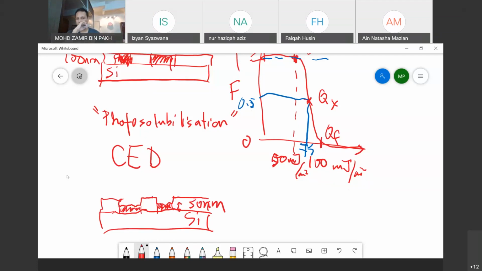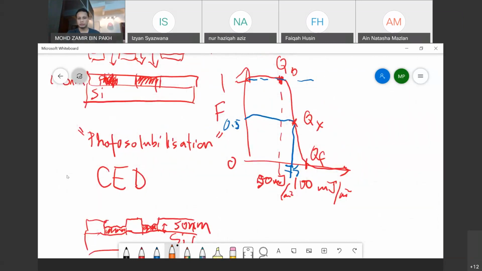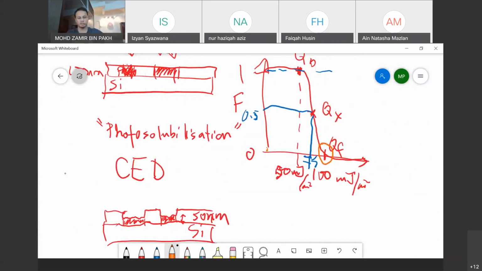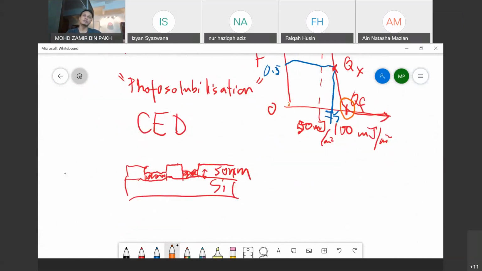So go further up to 100 millijoule per cm squared. What we're going to get is that the remaining resist will be zero. What does that mean? At 100 millijoule, if you coat 100 nanometer and expose to 100 millijoule per cm squared, then go for the development process CED, then measure the thickness of resist remaining after CED, you will end up with a clean area. So all the resist is now removed. You measure the thickness of the resist here, you will get zero nanometer, or barely any resist left on the wafer after CED. So that's what it means by this contrast curve.